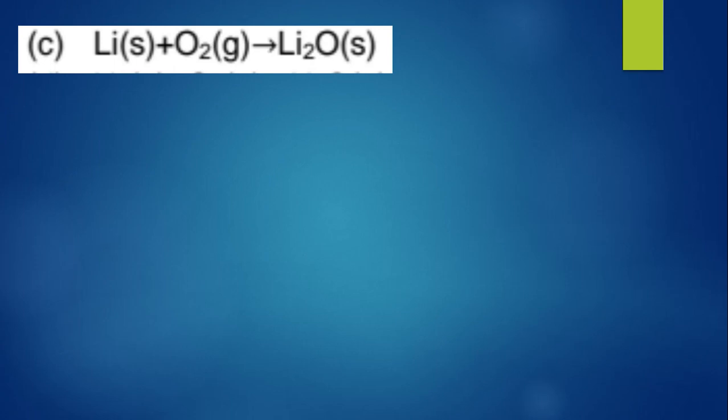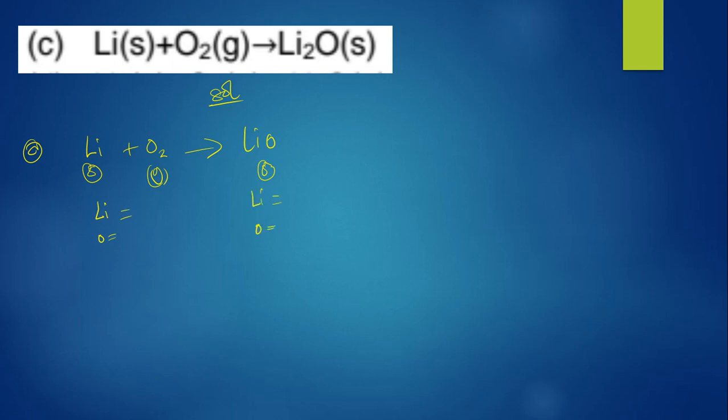Here we are having lithium reacting with oxygen to produce lithium oxide. So how can you come up with a balanced equation? So lithium like that plus oxygen gas, it's going to produce lithium oxide like that. Now here, what are you supposed to do? First thing, you need to count the number of atoms on your right hand side and on your left hand side like that.